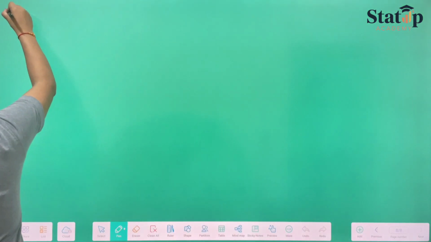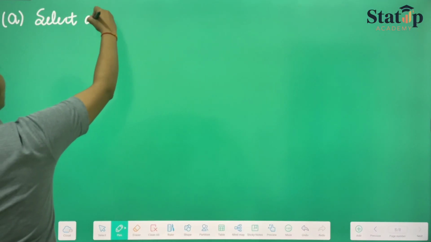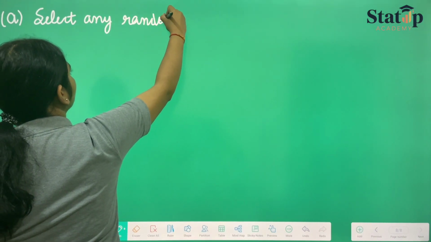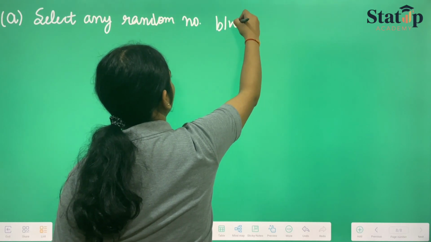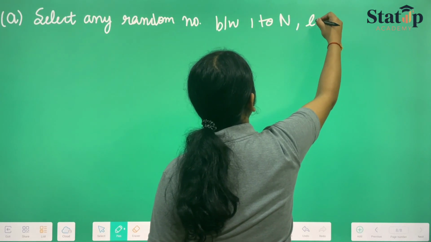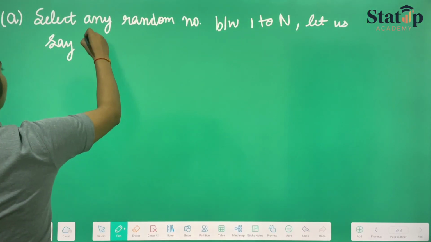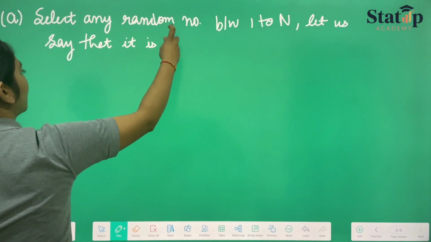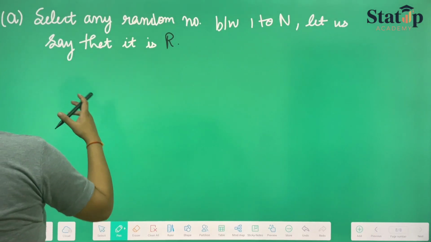And now the steps are: select any random number between 1 and capital N. Let us say that it is R. We have selected a random number R from 1 to N.